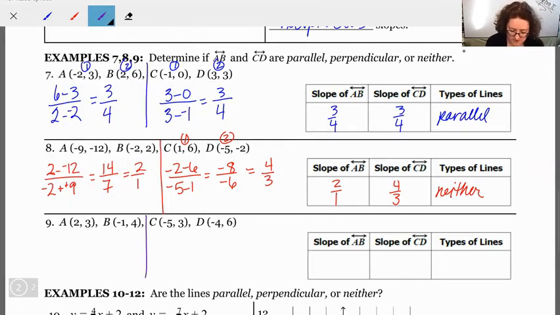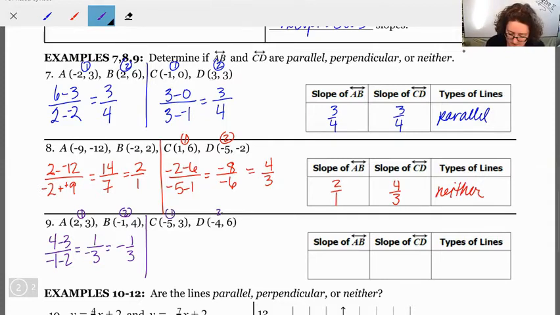Okay, AB again, first point, second point. Subtract your y's, so 4 minus 3. Subtract your x's, -1 minus 2. So we're looking at a 1 over -3. I like to write my negatives out in front of my fraction. It doesn't really matter, but for comparison purposes, it might help.